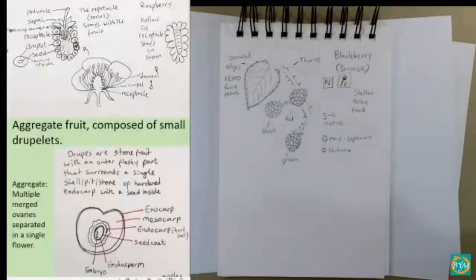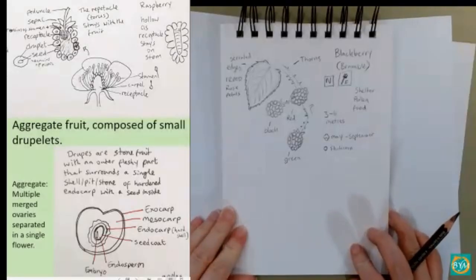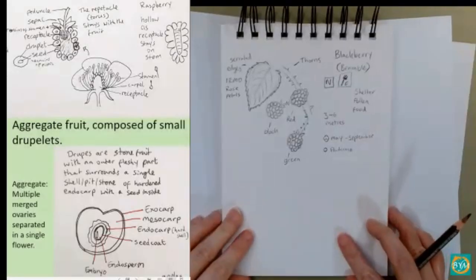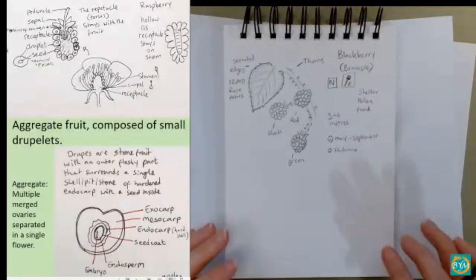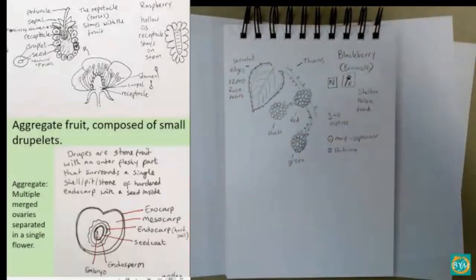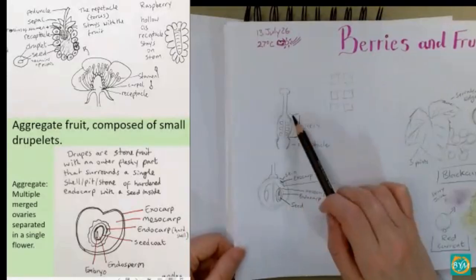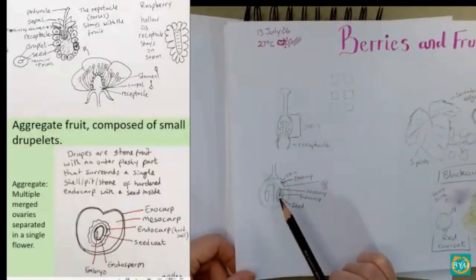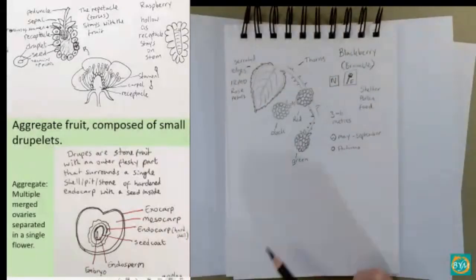But what I'm going to ask is, what is this? Because it's called a blackberry, but it's not actually a berry. And do you know why? Well, if we go back to what's the definition of a berry? Remember, it's one single ovary with seeds inside. So what does this look like to you? Does that look like one ovary? Well, if you're saying no, you are correct.